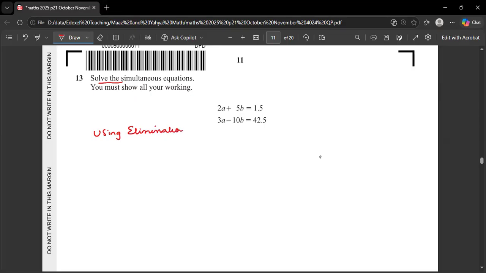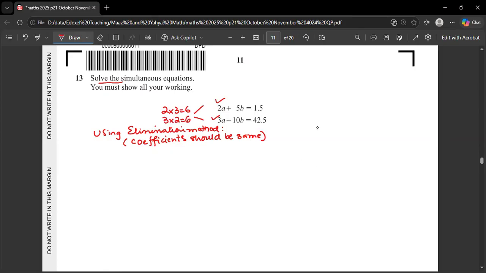Elimination method. I have to make the coefficient same, right? The coefficients should be same. This means whatever the variable that I want to eliminate, their coefficient should be same. If I want to eliminate A, this 2 and this 3 should both become one number, right? That means we can make 2 into 6 and we can make 3 into 6, right?